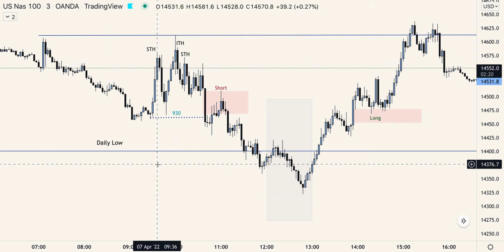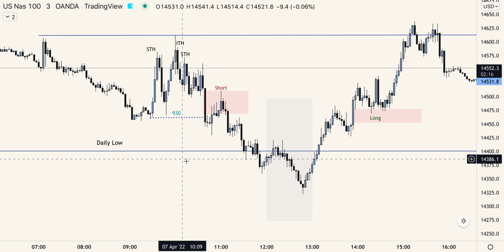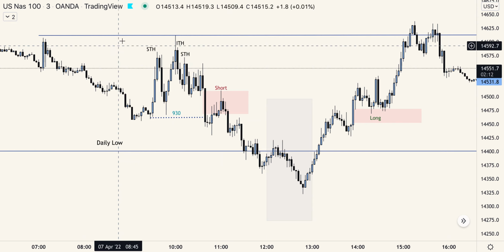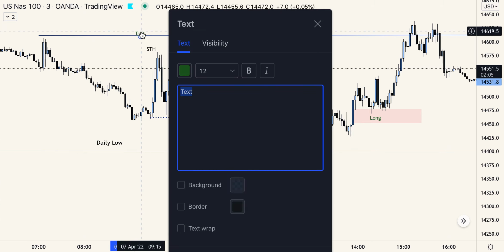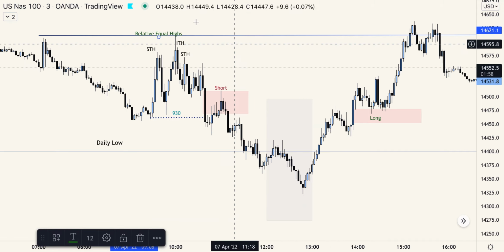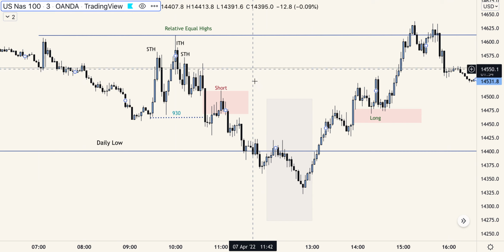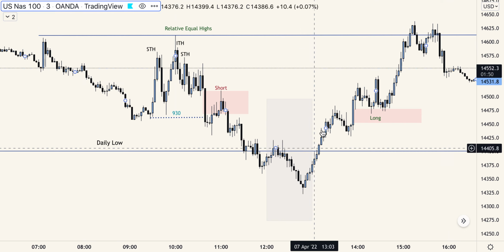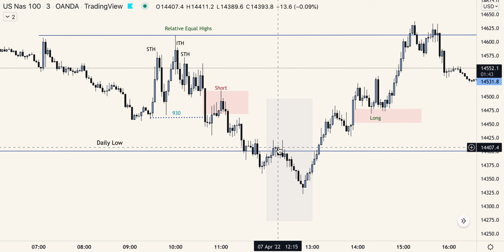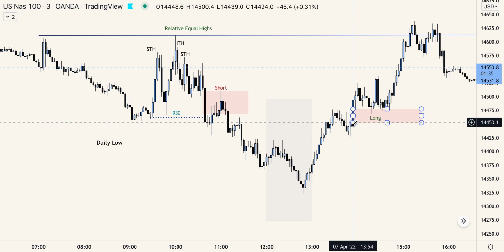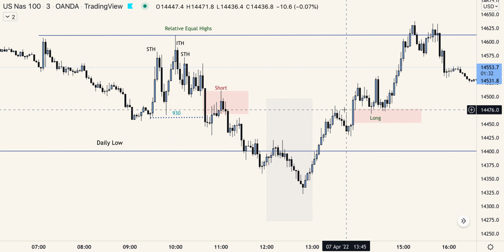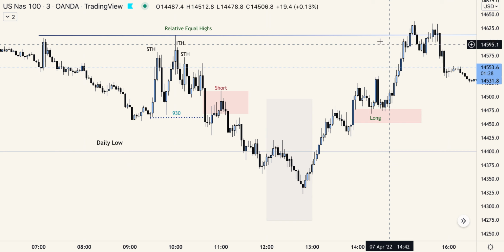So daily low is taken out. So the next idea for a liquidity grab would be these relative equal highs up here. And I'll go ahead and type that in. Relative equal highs. So price took out the daily low. It made an energetic move up, breaking structure. It continues to move up, leaves a fair value gap. So a long entry could be taken in here, and you could target the relative equal highs.